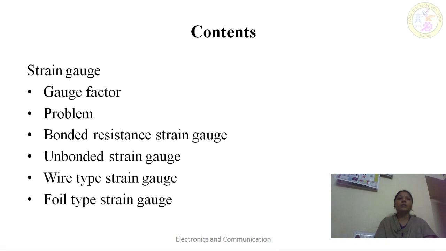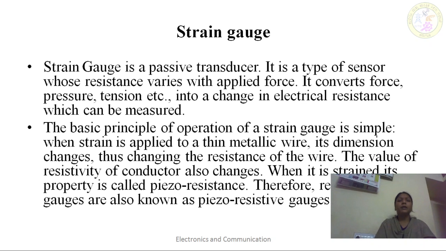The content included in this session is the working principle of the strain gauge, one problem on the gauge factor, and bonded resistance strain gauge, unbonded strain gauge, wire type strain gauge, and foil type strain gauge. These are the types of strain gauges depending upon the wires used in a strain gauge. So let us discuss the strain gauge.